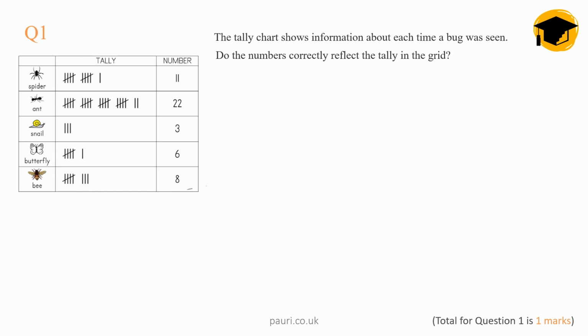Question 1. The tally chart shows information about each time a bug was seen. Do the numbers correctly reflect the tally in the grid? So let's go through each one. 1, 2, 3, 4, 5. As we mentioned before, we can just work on the 5s.